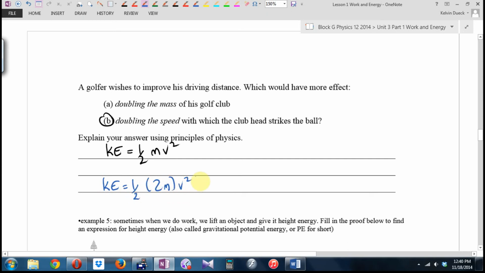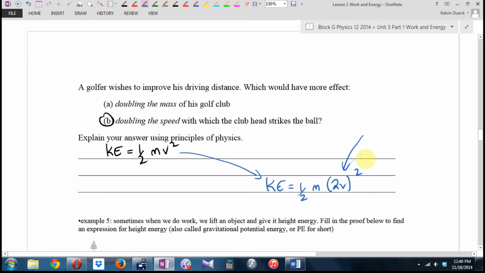That's doubling the mass. If I double the speed, I get this. See the squared? So pick your pencils up. There's my proof, pointing to the squared.